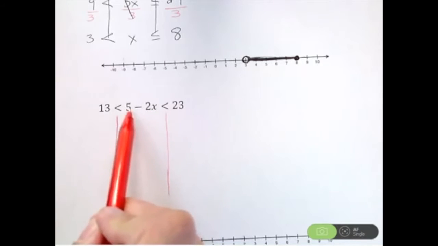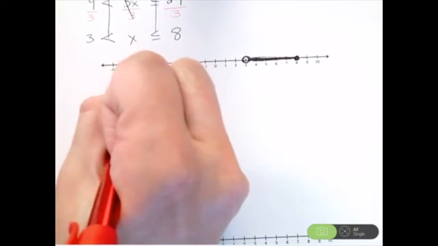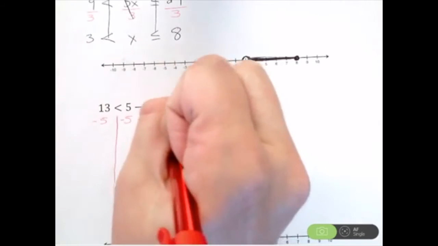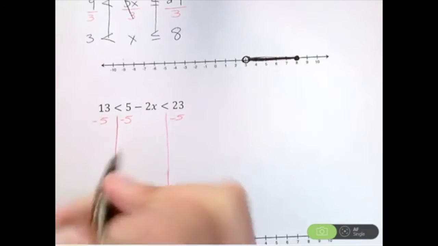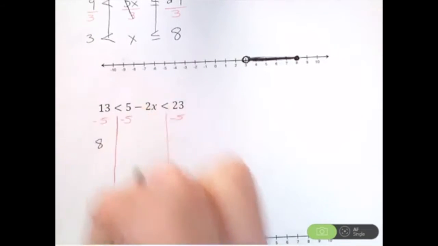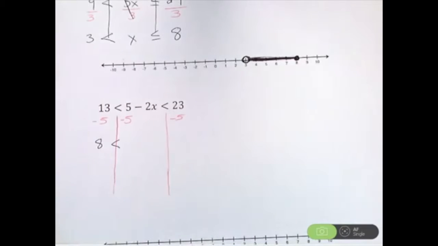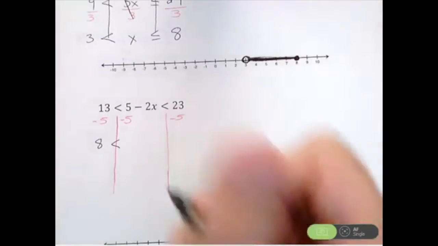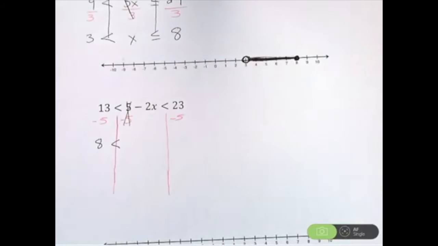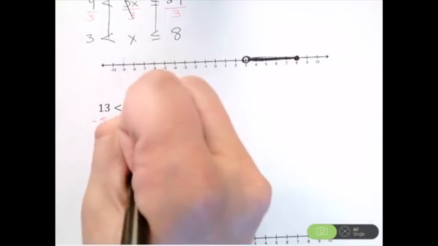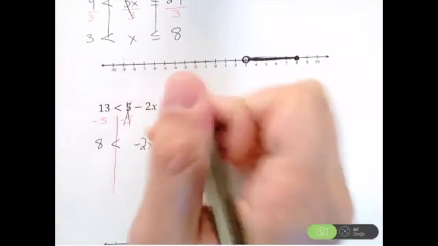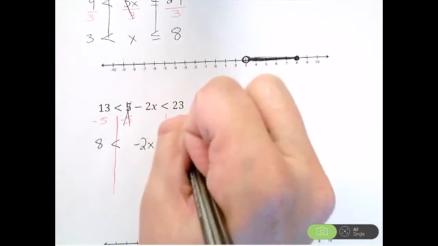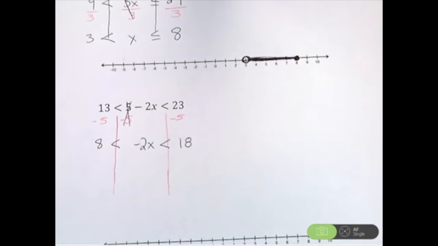I'm going to get rid of this 5 first. This is actually an addition subtraction piece. So I'm going to subtract 5 because it's already a positive 5. Do it on all 3 sides. 13 minus 5 is 8. Since I'm subtracting, do not flip the inequality. 5 minus 5 is 0, so all that's left in the center is minus 2x. Do not flip the inequality. 23 minus 5 is 18.